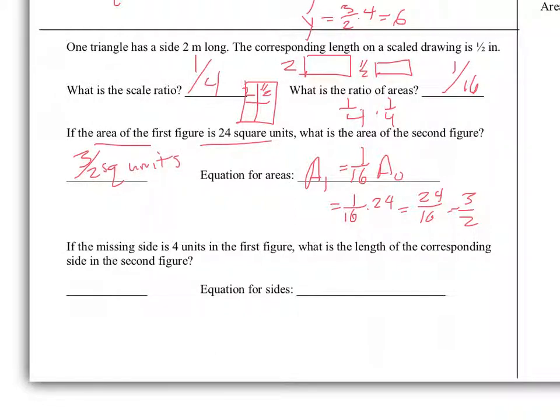For the sides, we're going to go back to just the scale ratio, where our y is equal to 1/4 times x. If the missing side is 4 units in the first figure, so my original figure, y equals 1/4 times 4, we get y is equal to 1, so it is 1 unit.